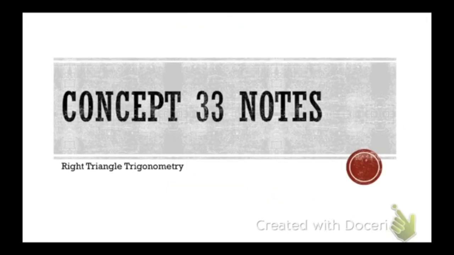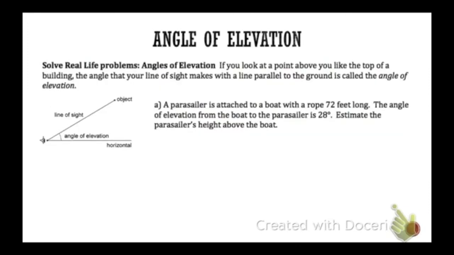Now let's talk about angles of elevation. If you look at a point above you, like the top of a building, the angle that your line of sight makes with the line parallel to the ground is called the angle of elevation. So we'll look at this diagram right here. There are lots of problems that we can solve using that idea of an angle of elevation.